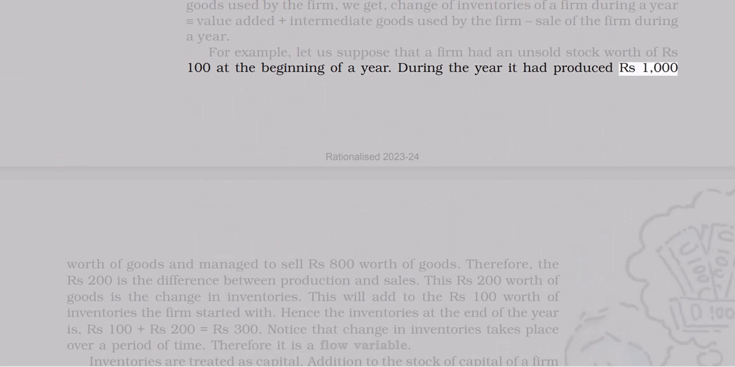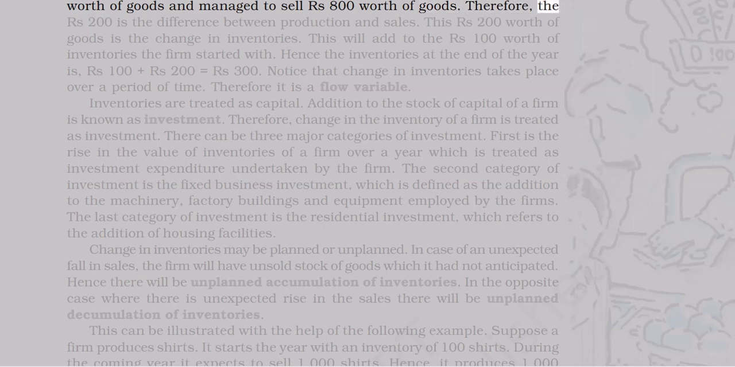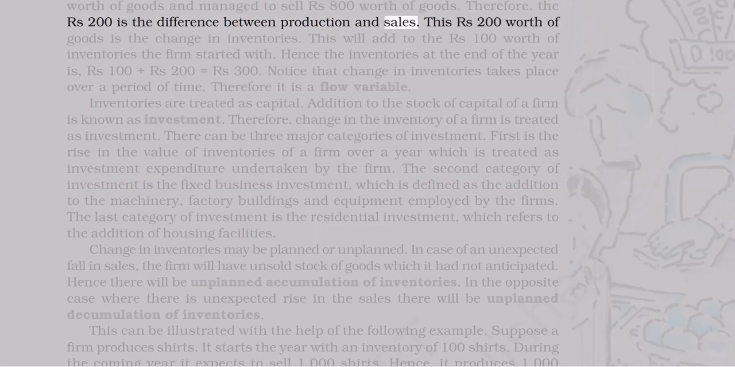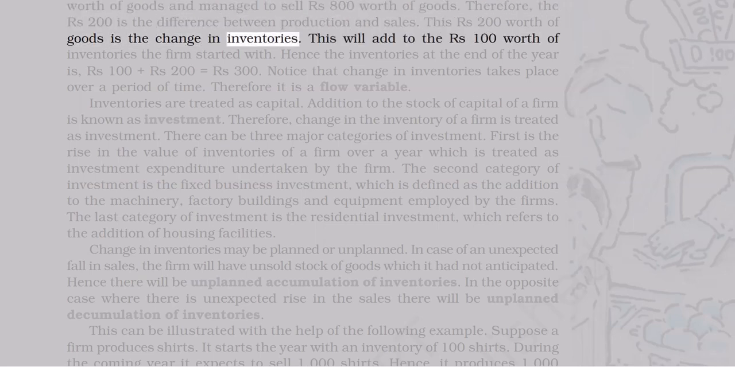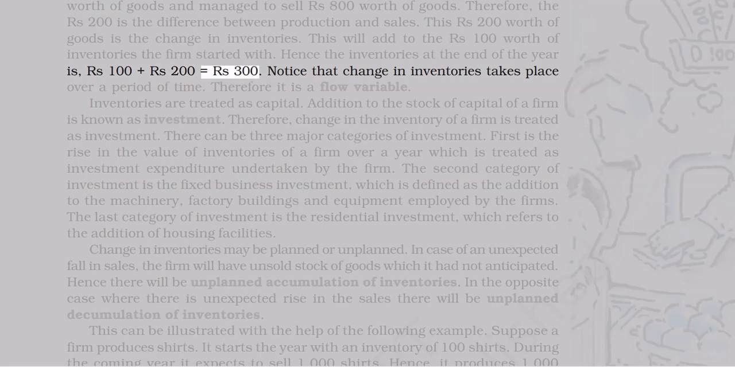During the year, it had produced 1,000 rupees worth of goods and managed to sell 800 rupees worth of goods. Therefore, the 200 rupees is the difference between production and sales. This 200 rupees worth of goods is the change in inventories. This will add to the 100 rupees worth of inventories the firm started with. Hence the inventories at the end of the year is 100 rupees plus 200 rupees equals 300 rupees.